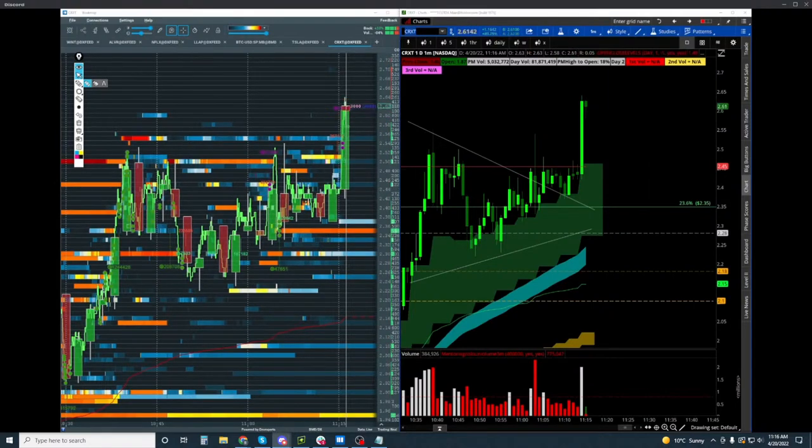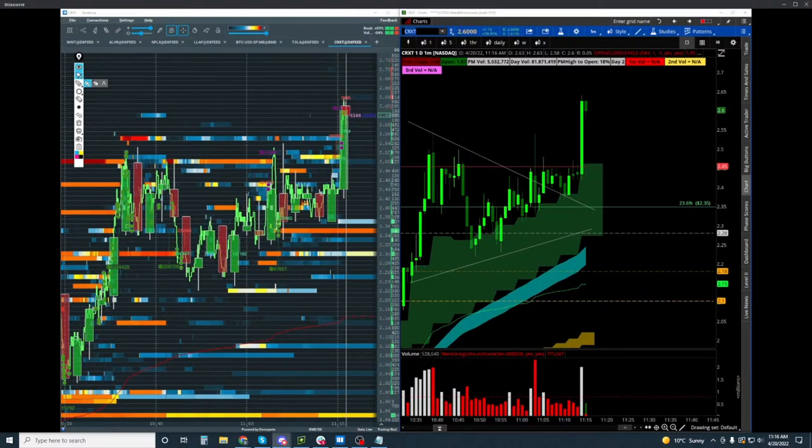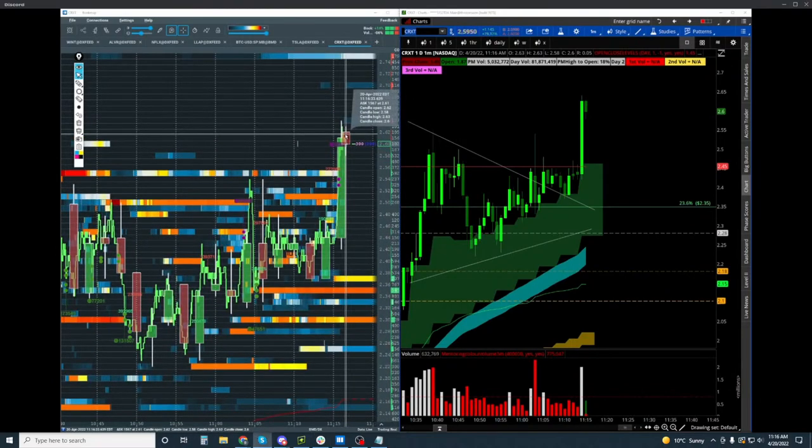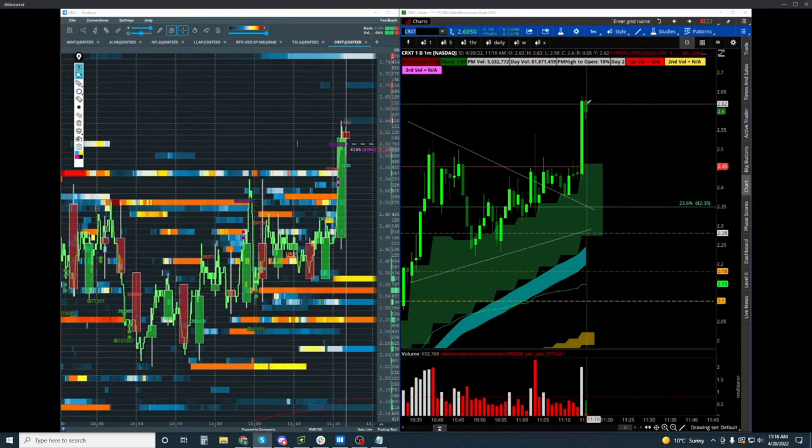262. I took a starter, CRXT. Waiting for stuff to load. I took a starter because I saw over here some topping. I know that's a pretty good level to take a starter, very, very small. I'm waiting for that A plus setup.